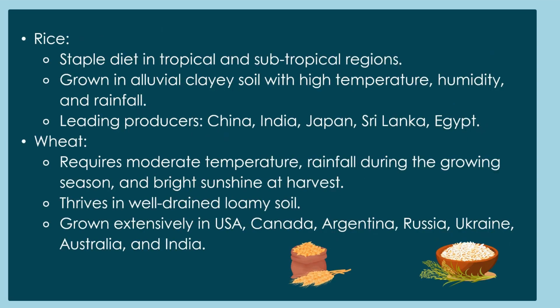Rice. This is the staple diet in tropical and subtropical regions. It is grown in alluvial soil with high temperature, humidity and rainfall. The leading producers are China, India, Japan, Sri Lanka and Egypt. Then wheat. It requires moderate temperature, rainfall during the growing season and bright sunshine at harvest. It thrives in well-drained, loamy soil. It is grown extensively in USA, Canada, Argentina, Russia, Ukraine, Australia and India.